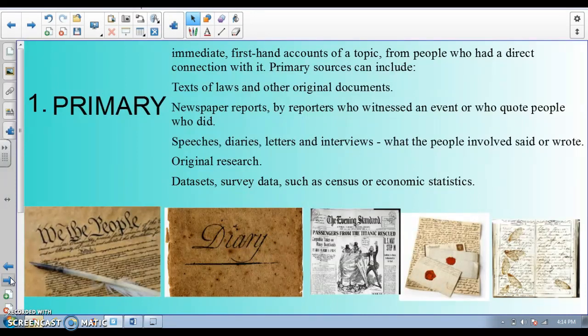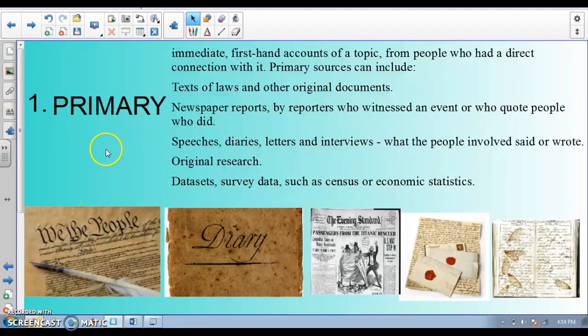It's got to be somebody that had some kind of direct connection, or something that had a direct connection to a specific event in question. So if you're talking about primary sources, you're talking about things like documents. It says texts of law or other original documents, like your Constitution, your Bill of Rights, the Declaration of Independence, any kind of contract, like if you have to sign a contract in a classroom, those are primary documents.